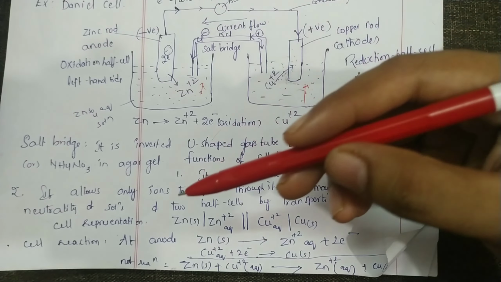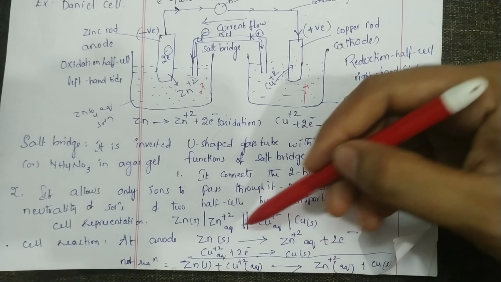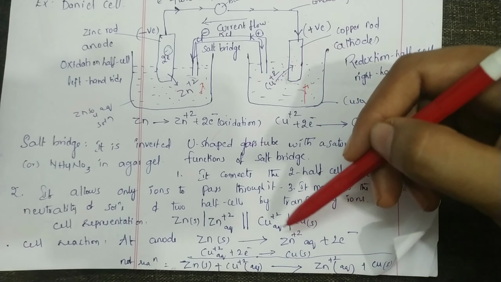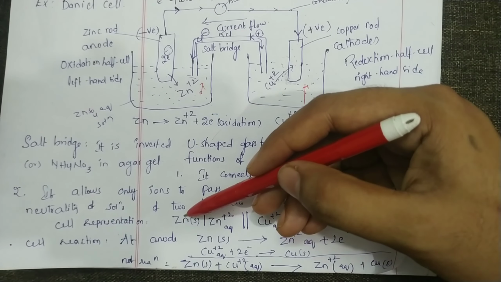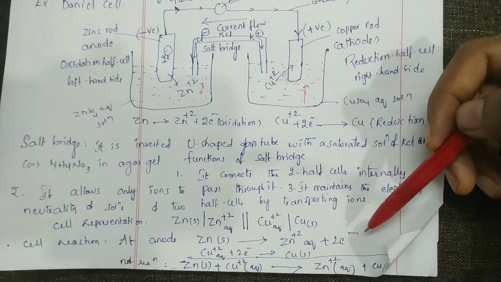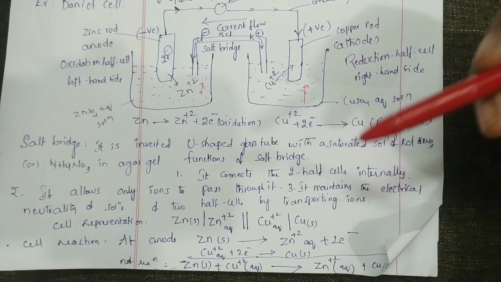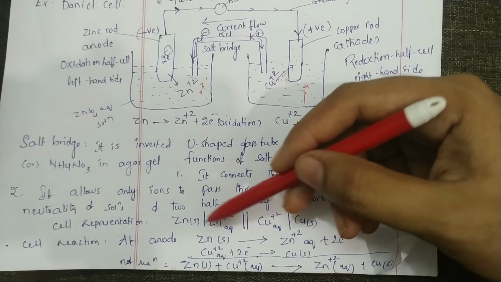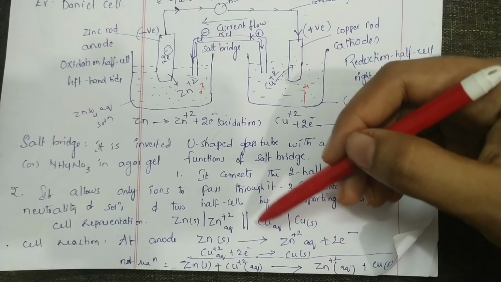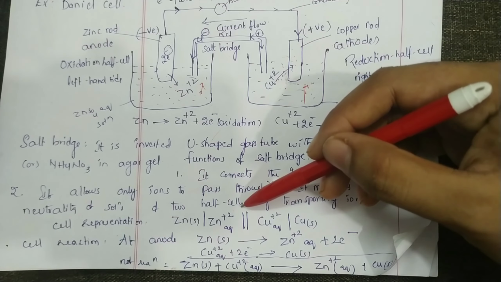Coming to cell representation, metals and metal ions are separated by a single slash. Always write the oxidation half cell on the left and the reduction half cell on the right hand side. Both half cells are separated by a double slash, that is the salt bridge.